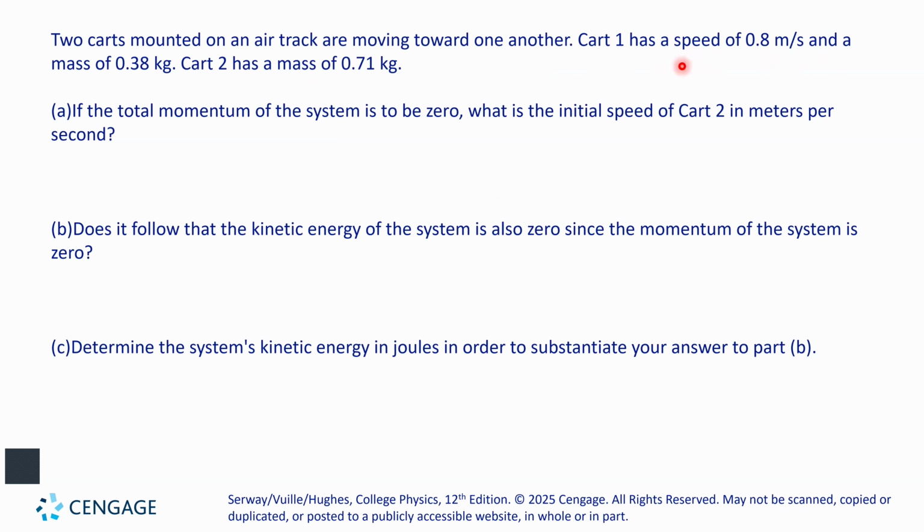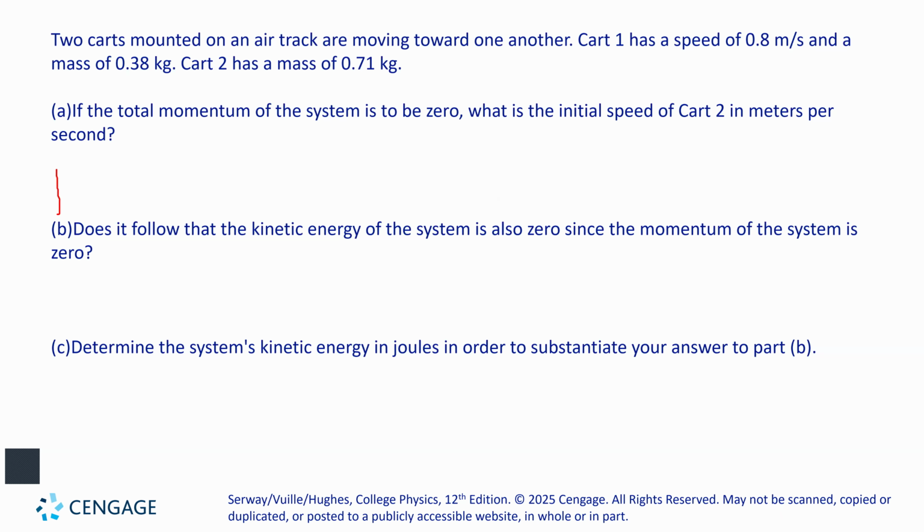So the velocity can be either positive or negative, and we are free to choose which one is positive. Since they're moving towards each other, the other one will have to be negative. So let's try to answer the questions of this problem. It says, if the total momentum of the system is to be 0, what's the initial speed of cart 2?